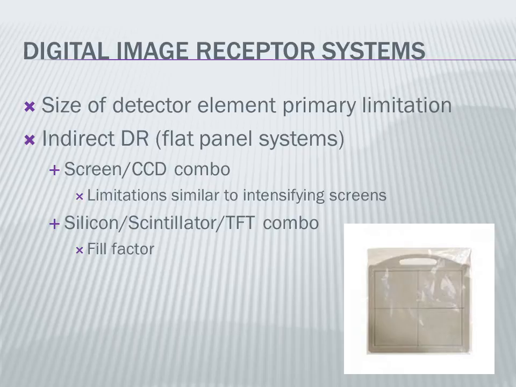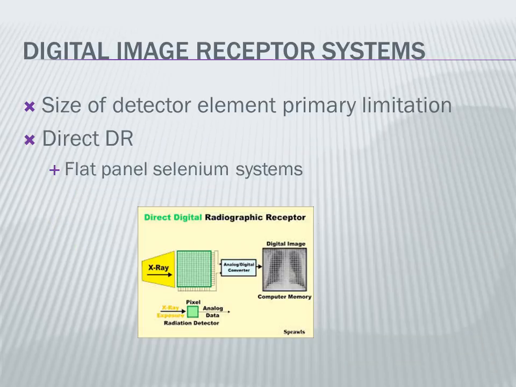With indirect DR, flat panel systems, screen, CCD combo, limitations are similar to the intensifying screen. With silicone, scintillator, or TFT combinations, we end up with a fill factor, which is the area of the detector that is light sensitive. A high fill factor equals high resolution. Digital image receptor systems continued. Size of the detector element is the primary limitation with direct DR or flat panel selenium systems.